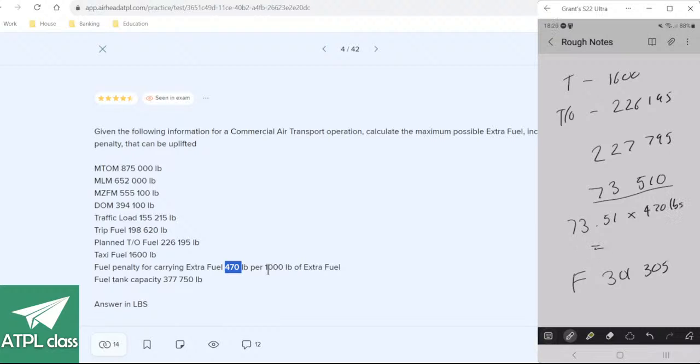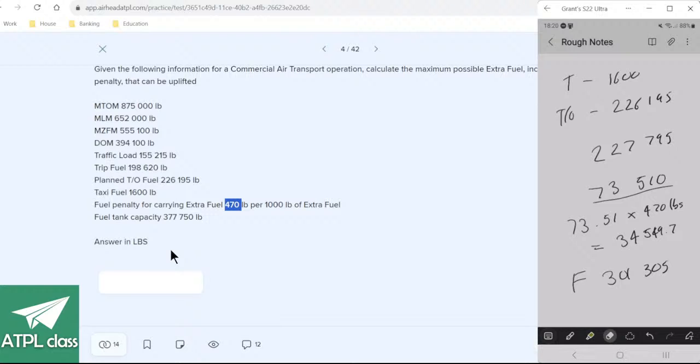So I'm going to take the 73.51 times 470, which equates to 34,549.7. So if we take all of the extra fuel that we're allowed, we're going to burn an extra 34,000 pounds of fuel. 34,000, yes, that makes sense, doesn't it? But then if we load that on, we're going to burn even more. Interesting. Oh, there's no answers, of course.